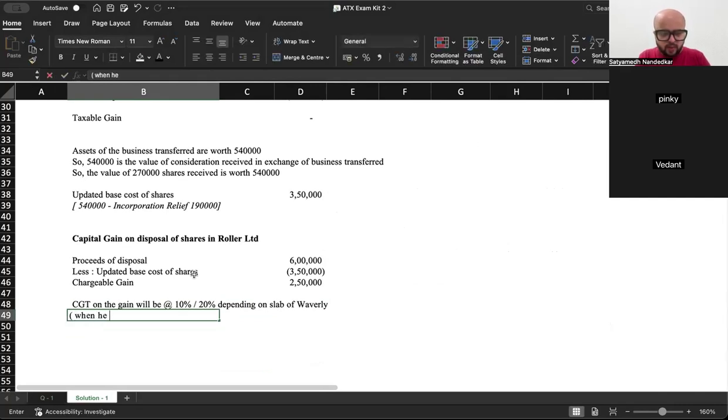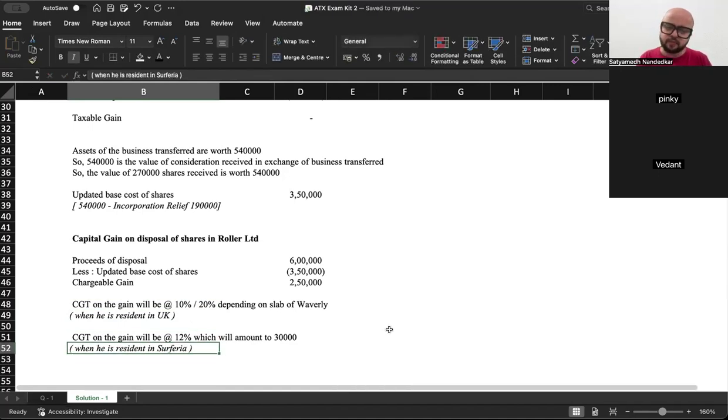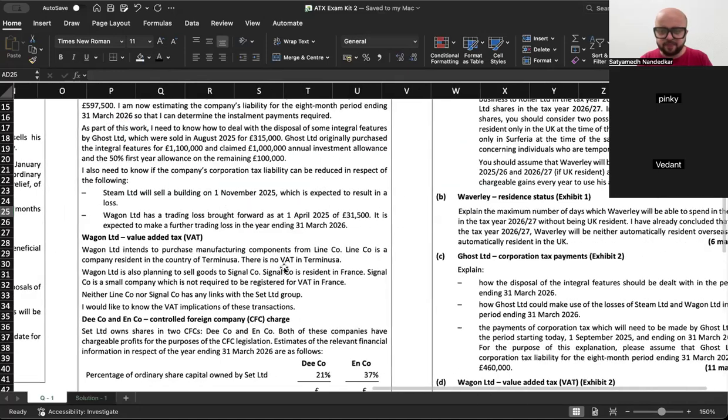so this is when he is resident in UK. CGT on gain will be at the rate of what? At the rate of 12%, which will amount to 30,000. This is when he is resident in Surferia. Okay. Here it is 25 or whatever, and here it is 30%. And I think that is exactly what they had asked us.